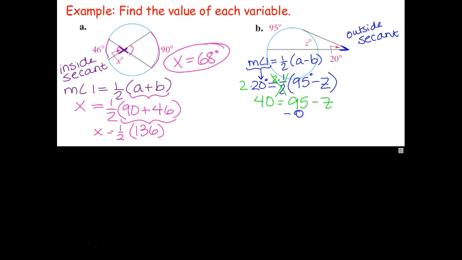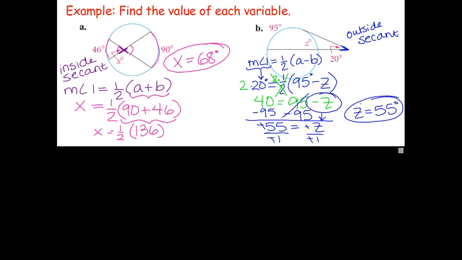And then from here, there's a few different strategies that you can use, but I think the one that's going to be most helpful is just to subtract 95. When you bring this down, make sure that you bring the negative sign with the z. Since these are both negative, you want to divide both sides by -1. So that's going to take away the negatives. So z is equal to 55 degrees.